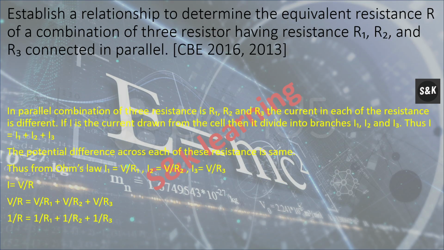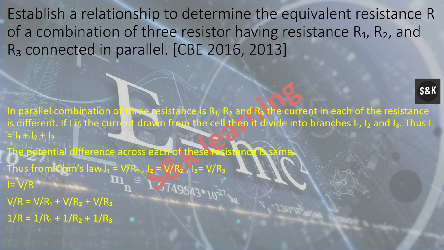Establish the relationship to define the equivalent resistance of a combination of three resistors having resistances R1, R2 and R3 connected in parallel. In a parallel combination of three resistors R1, R2 and R3, the current in each of the resistances is different. If I is the current drawn from the cell, then it divides into branches I1, I2 and I3. Thus I equals current 1 plus current 2 plus current 3.